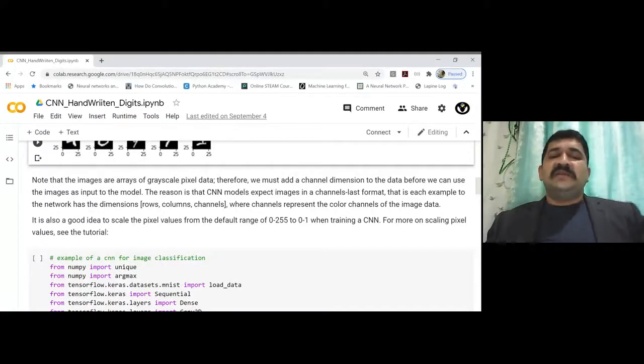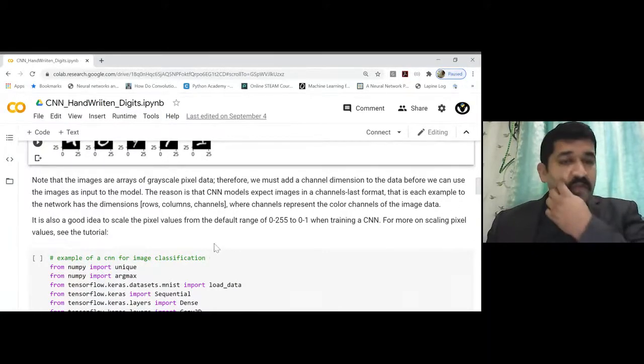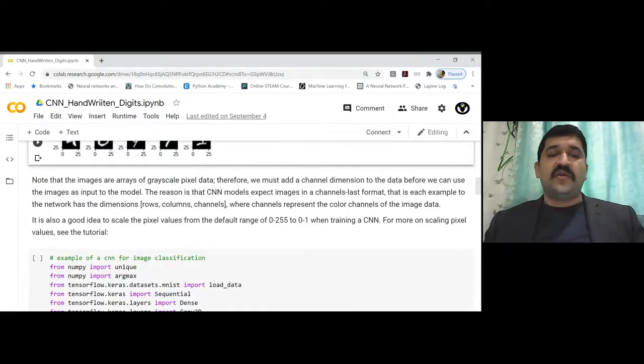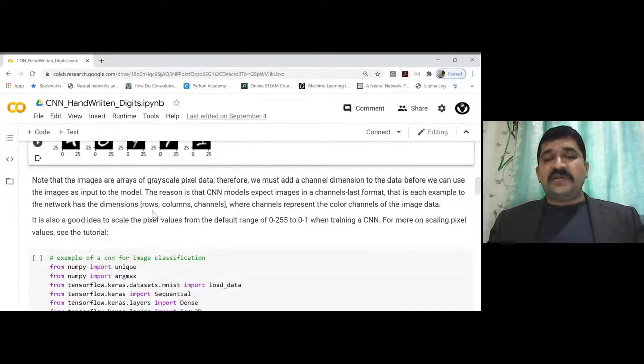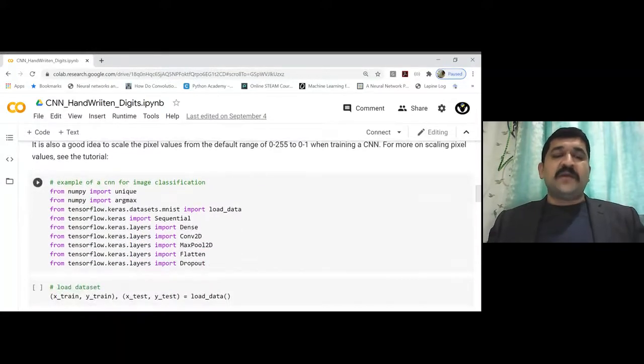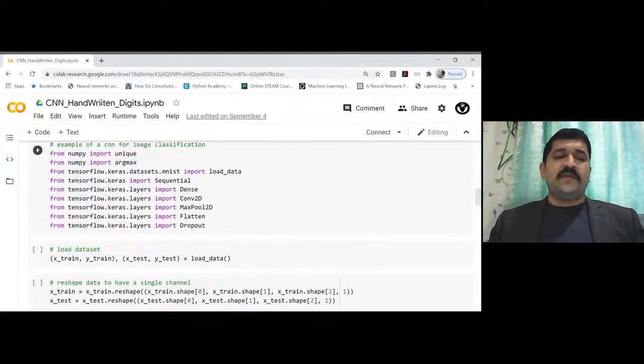The reason is that CNN models expect images in a channel-last format, that is, each example to the network has dimensions: rows, columns, and channel. That is the three-way input we pass. So the three kinds of input are: how many pixel rows there are, how many pixel columns there are, and, in grayscale, which is black and white shade, how many channels there are. Those are the three things we will pass. For this purpose, multiple packages are again required from the Keras sub library, and I have just imported all of them.